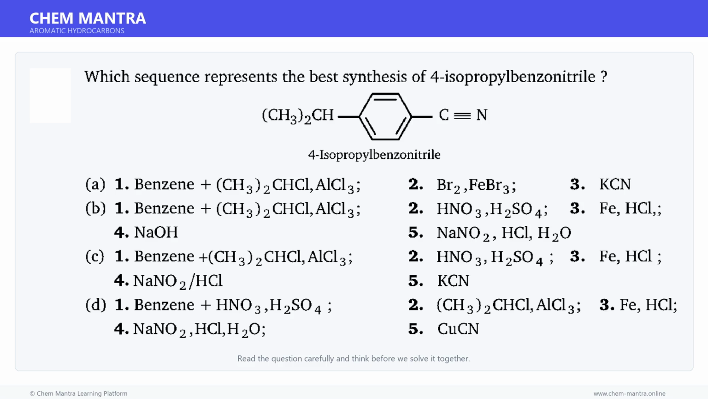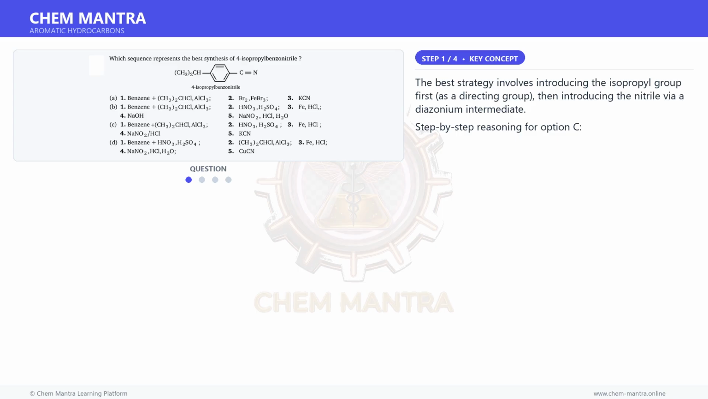Here is a question. Read it carefully and think about the answer. Let us solve it step by step. Let us first understand the key concept here. The best strategy involves introducing the isopropyl group first as a directing group, then introducing the nitrile via a diazonium intermediate. Step-by-step reasoning for option C.